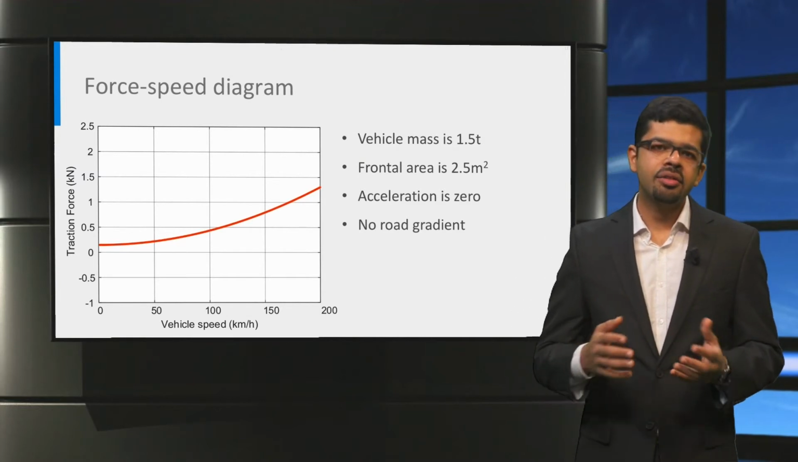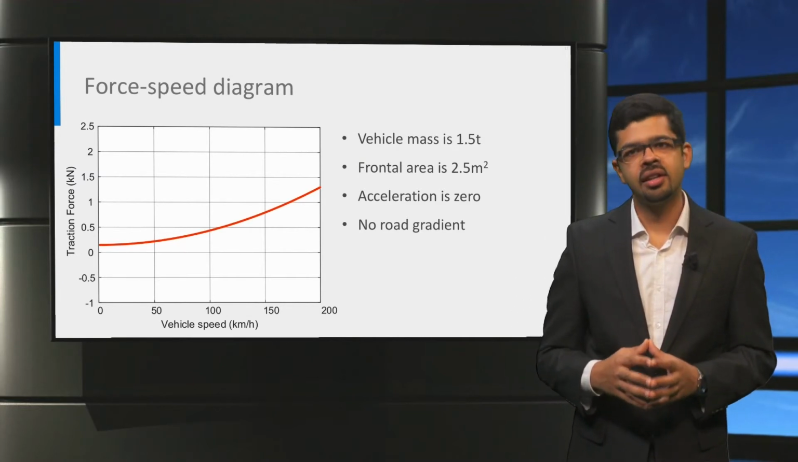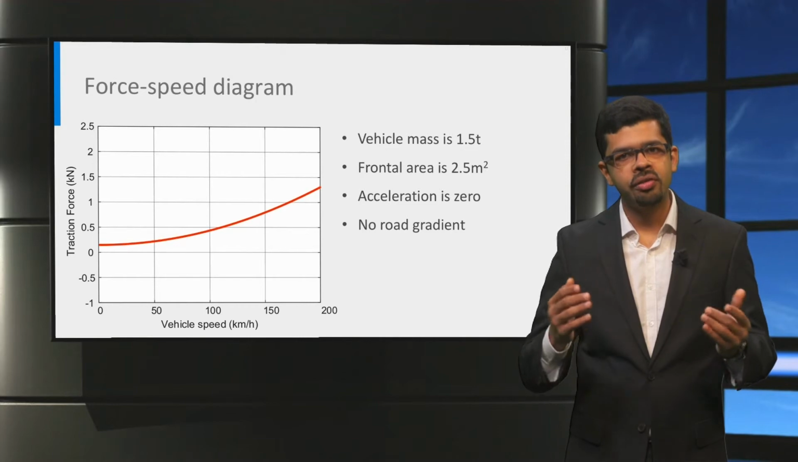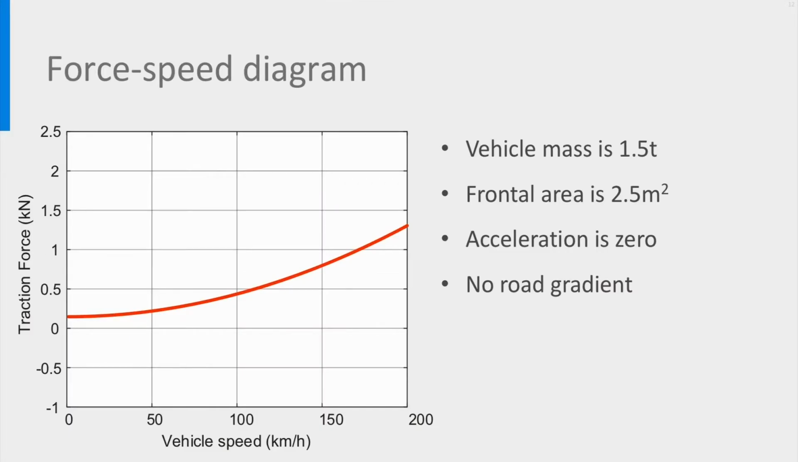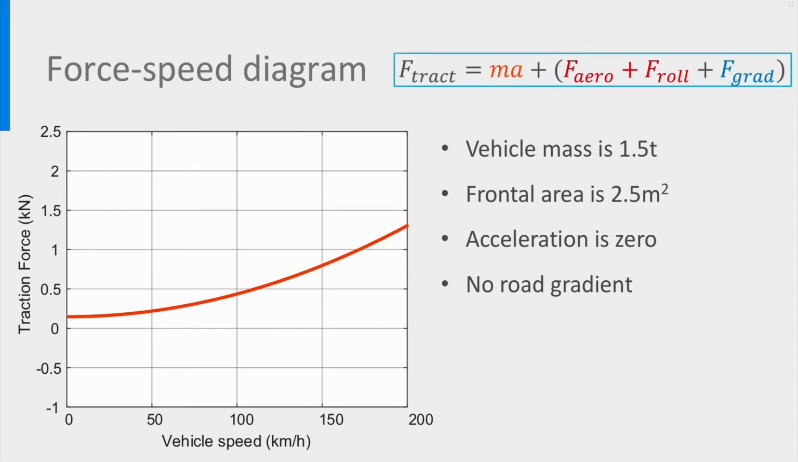Let us now look at a force-speed diagram of a vehicle with a mass of 1.5 ton, a frontal area of 2.5 meter square, and a speed range between 0 and 200 kilometers per hour. From the formula for the traction force, we can calculate the force at each speed level for 0 vehicle acceleration. Those points make a force speed curve of this car.